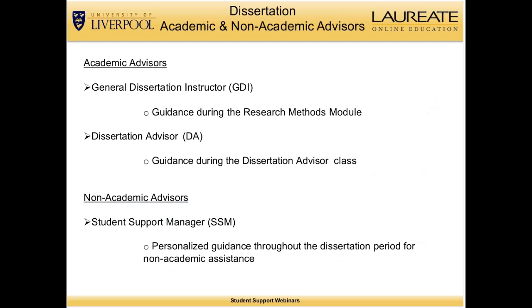We have a number of academic advisors that help you throughout the dissertation process, but they come into play in various stages of the process. So during the first approximately 6 to 8 weeks, you will be in the research methods training module, and there you will be advised by your general dissertation instructor. Later on, you will start working with the dissertation advisor, and as I said before, this will be in a one-on-one class, and this person will provide you guidance throughout the remainder of the dissertation in your own private class.